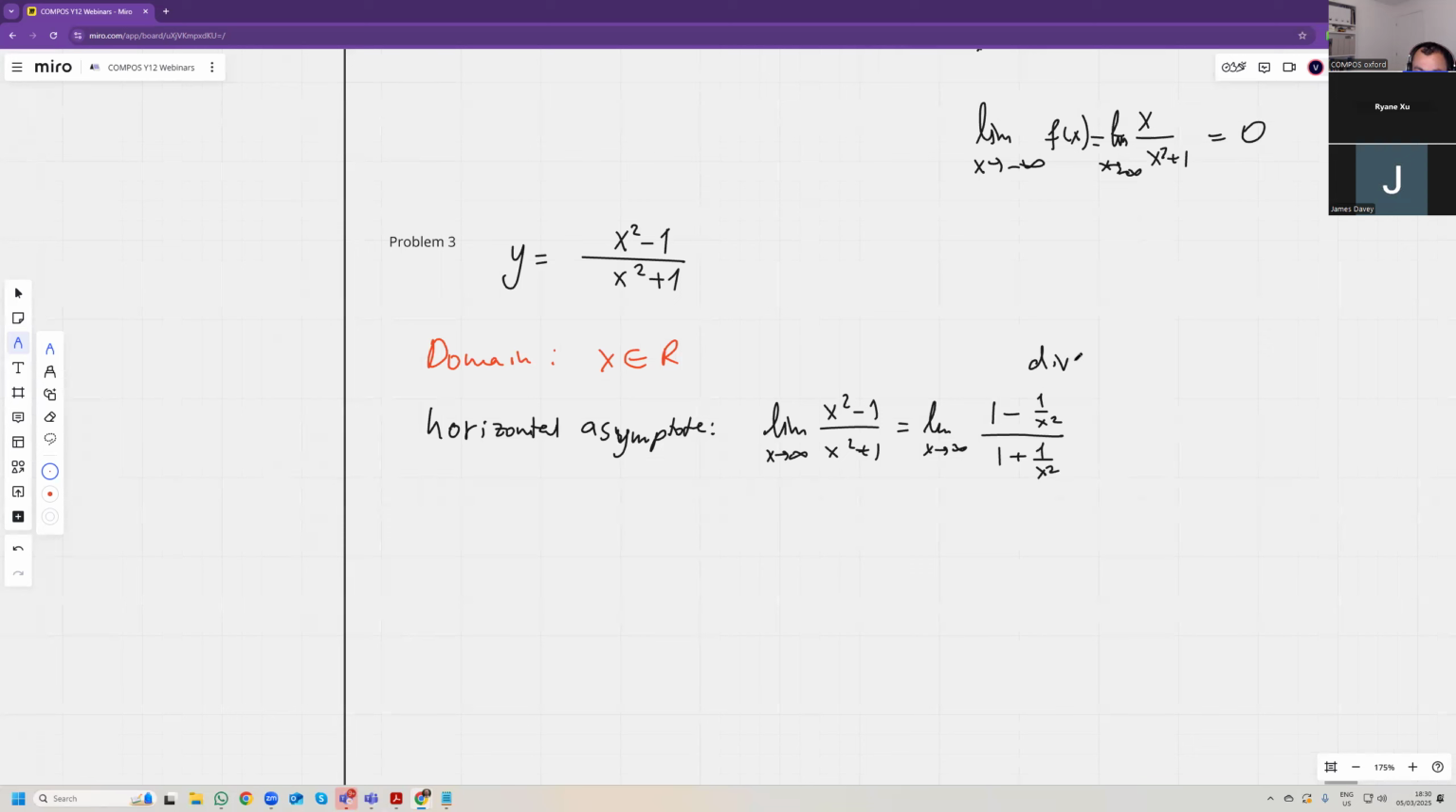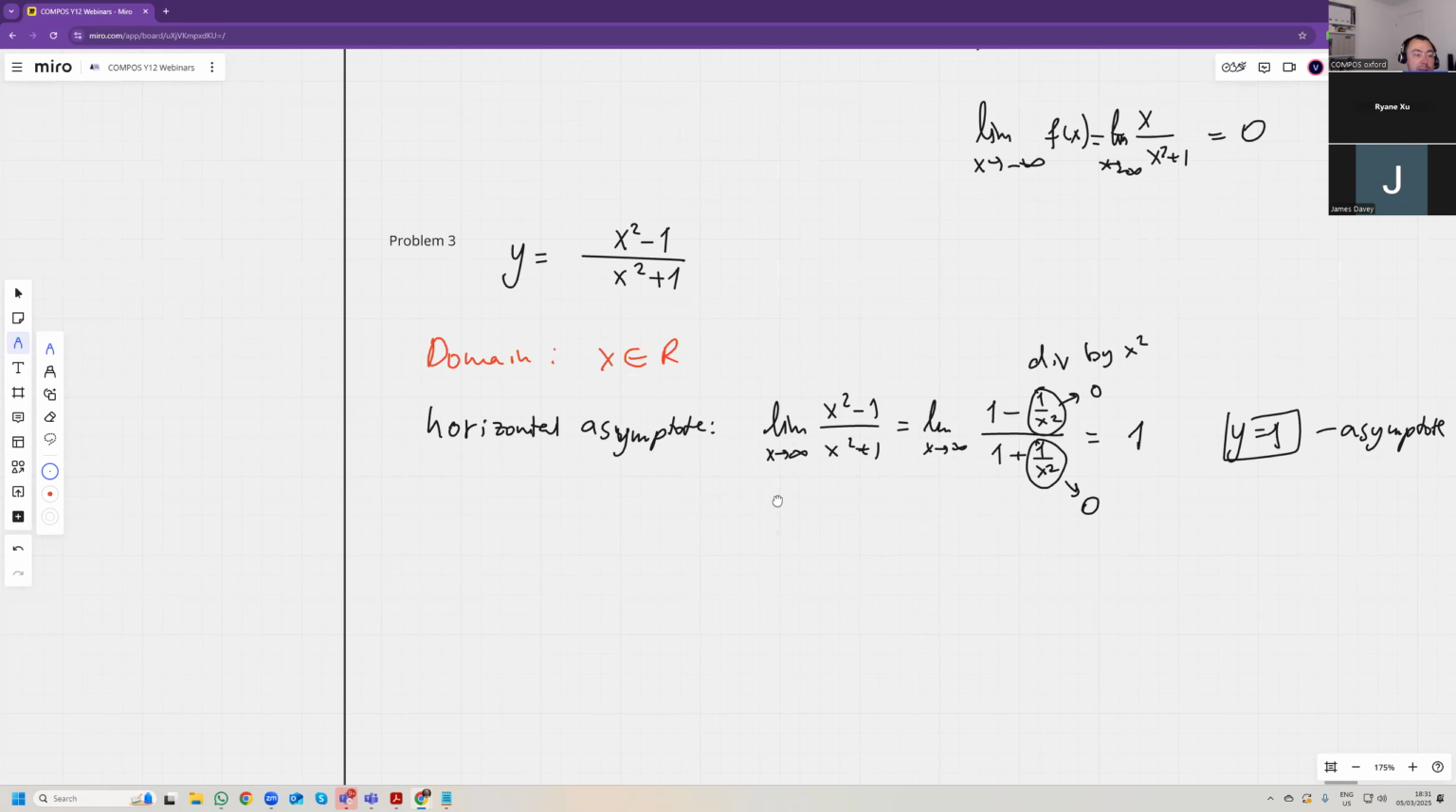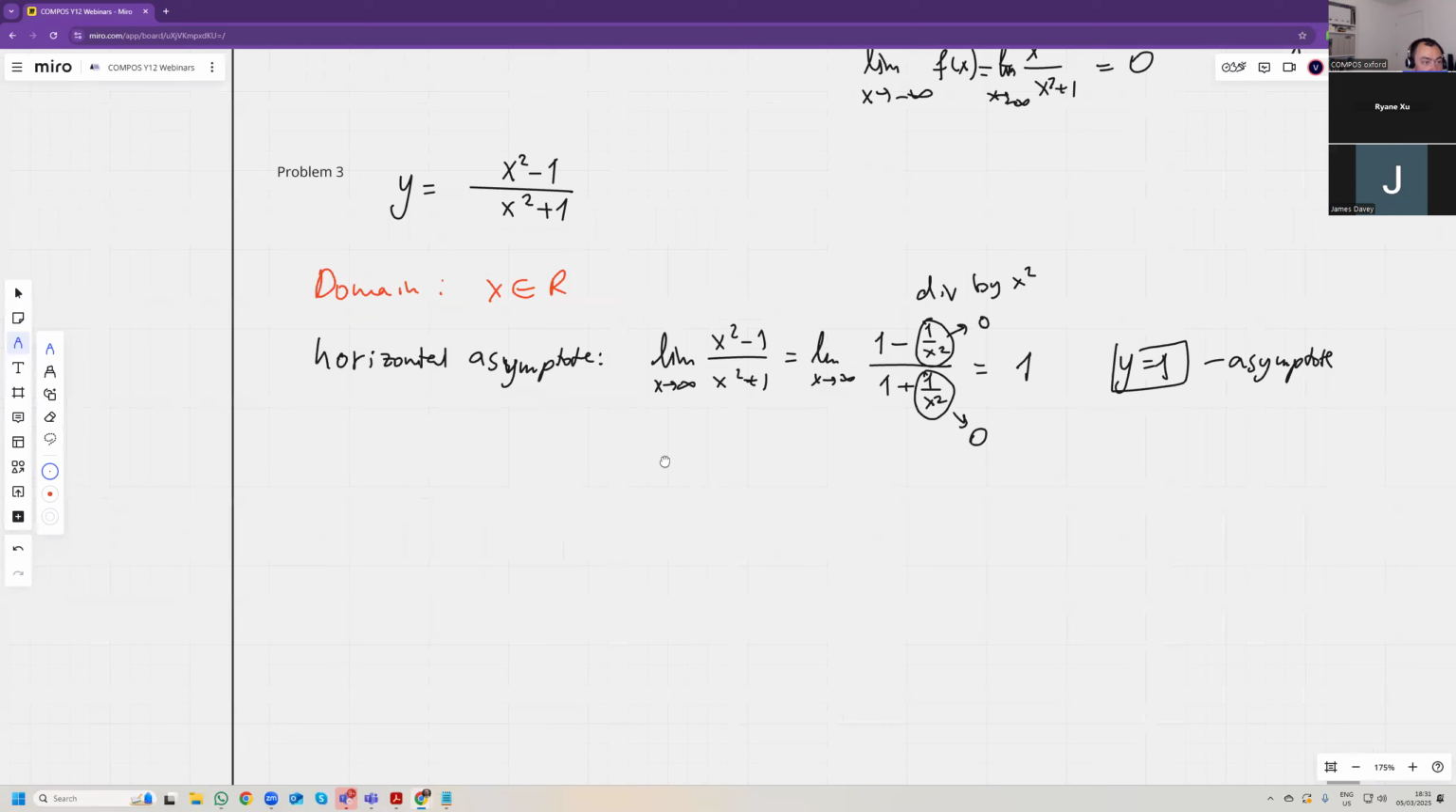So I divide by x squared, and you can see that this becomes 0. This becomes 0, because 1 divided by infinity is 0. And so we're left with 1 over 1. So the limit is 1. That means that y equals 1 is a horizontal asymptote. There are no slant asymptotes, and there are no vertical asymptotes.